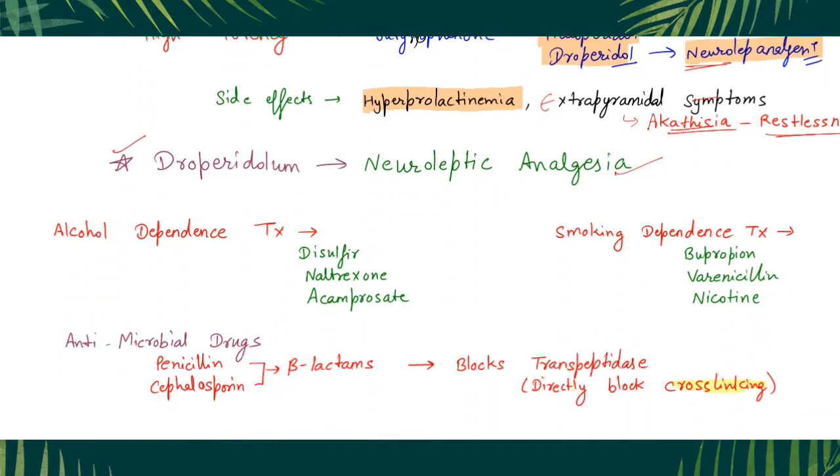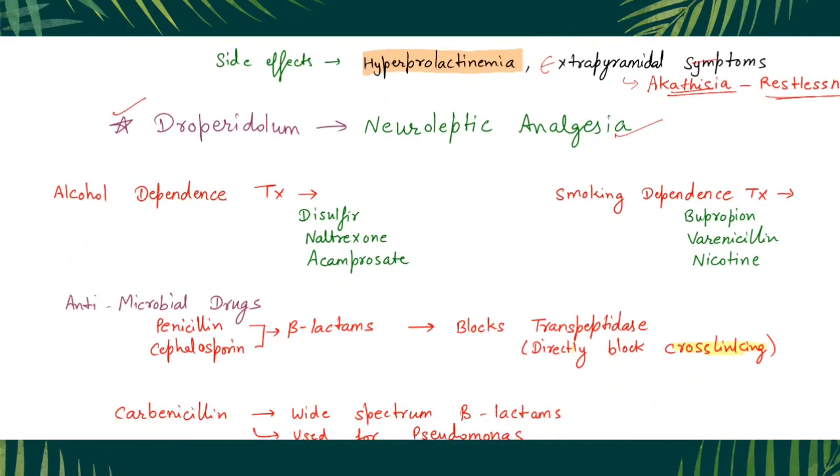Then there is treatment for alcohol dependence as well as smoking dependence. For alcohol dependence, the drugs are disulfiram, naltrexone, and acamprosate. For smoking dependence treatment, we use bupropion, varenicline, and nicotine patches.